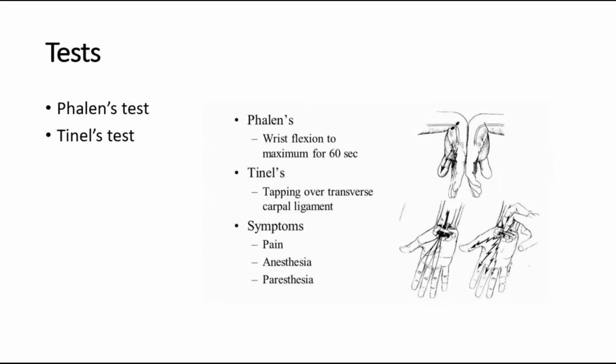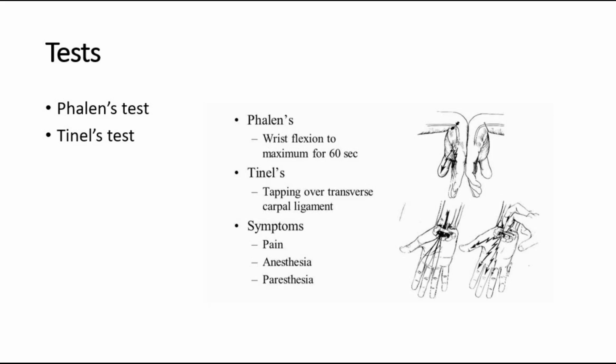There are some physical examination tests that we can do to help suggesting for the diagnosis of carpal tunnel syndrome, such as Phalen's test, where you see in the upper picture, ask the patient to do a maximum wrist flexion for 1 minute, and this will be able to elicit symptoms.